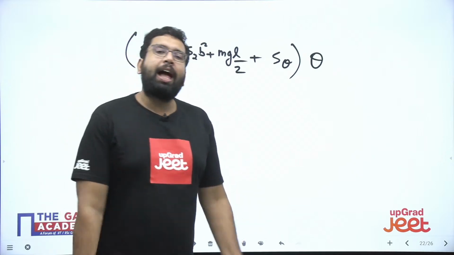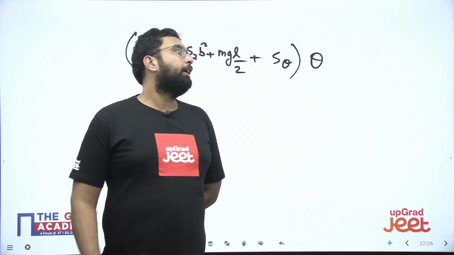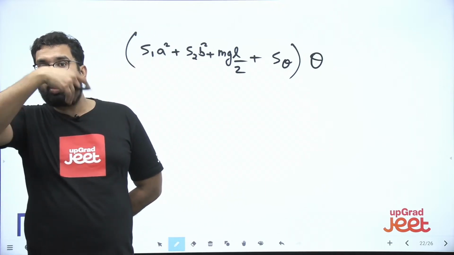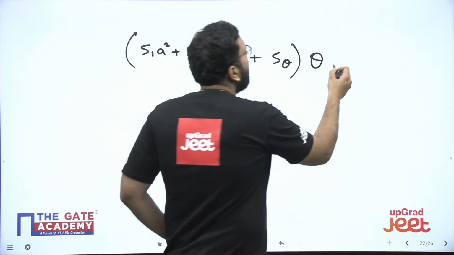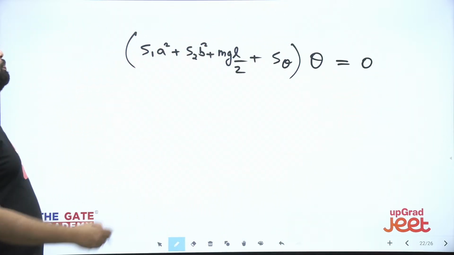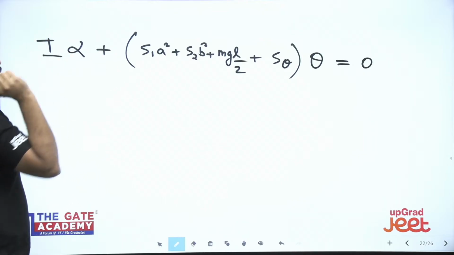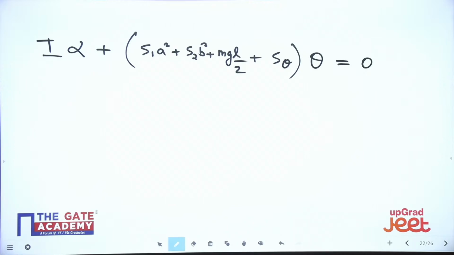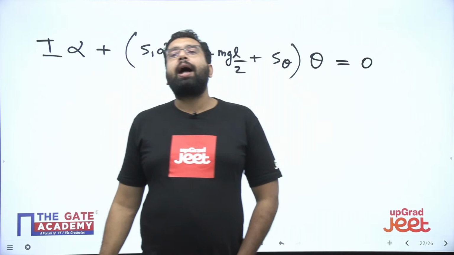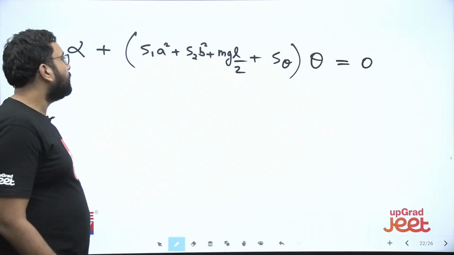Now we have to apply the D'Alembert principle or Newton's second law of motion. I prefer to apply the D'Alembert principle here. So simply we have to equate it to zero by adding the inertia force. In an angular system, the inertia force is I into alpha, where alpha is the angular acceleration.